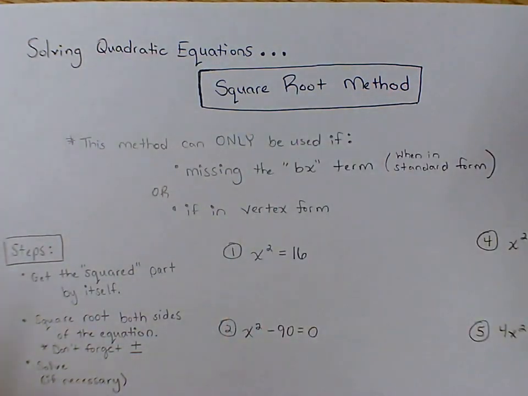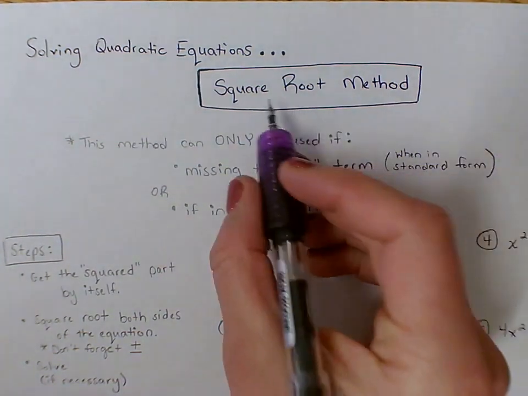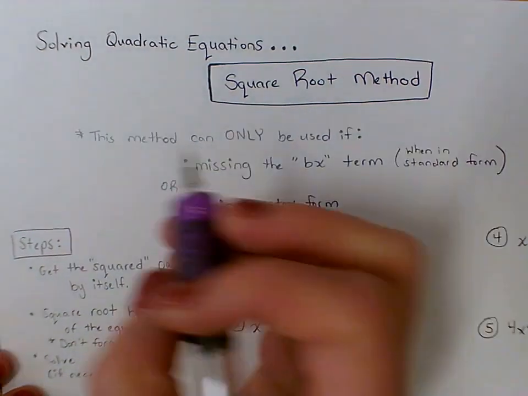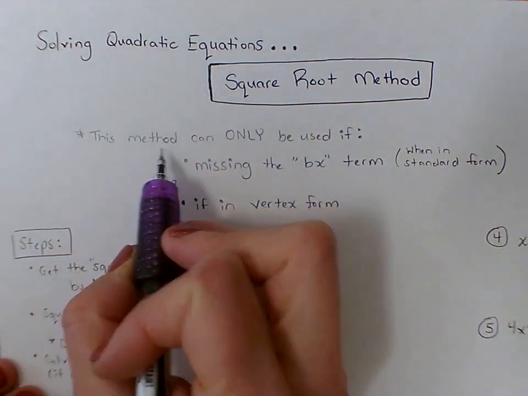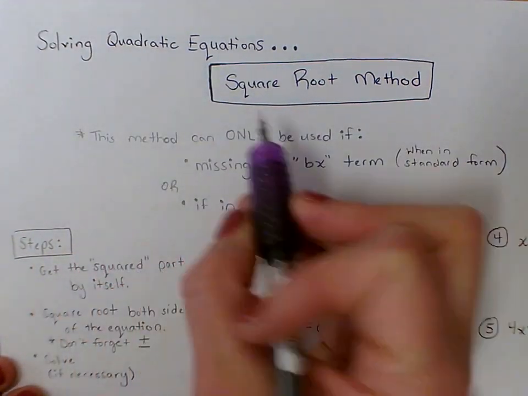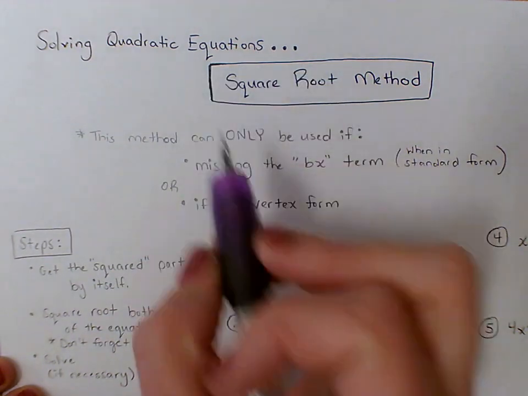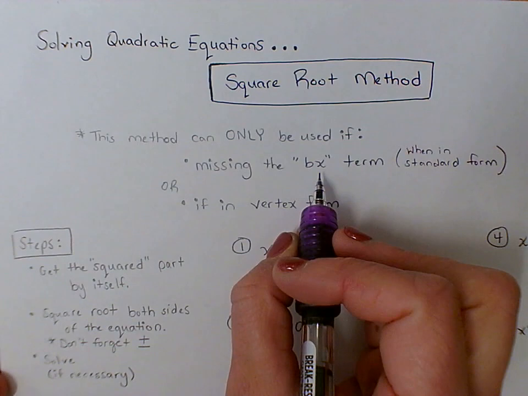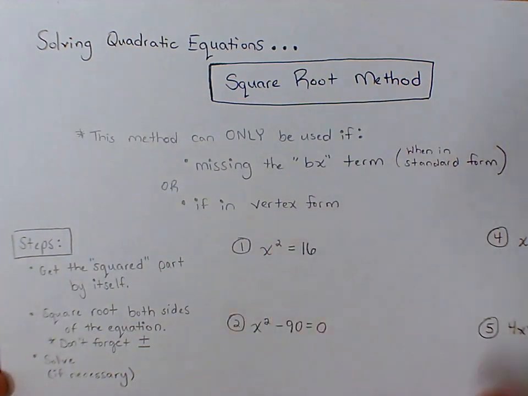So just like in order to solve by factoring, it has to be able to be factored. And then to solve it by graphing, you have to be able to see where it crosses the x-axis. To be able to solve it using the square root method, you have to have certain things happening, okay? So this method can only be used if you're missing the bx term when it's in standard form.